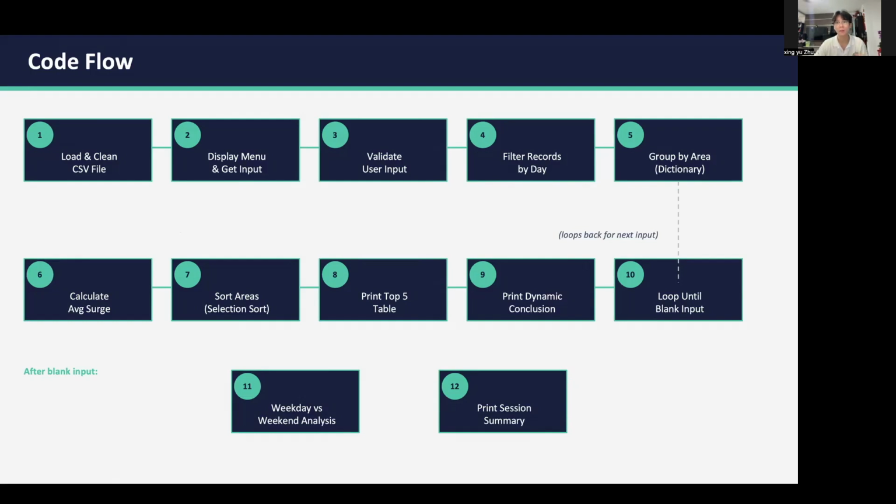From there, it groups the matching trips by pickup area using a dictionary, calculates the average search multiplier per area, sorts the results using a selection sort, and prints the top 5 table along with a dynamic conclusion. This loop repeats until the user presses enter with no input. After the loop ends, 2 additional steps run, which is the weekday versus weekend comparison and a session summary.